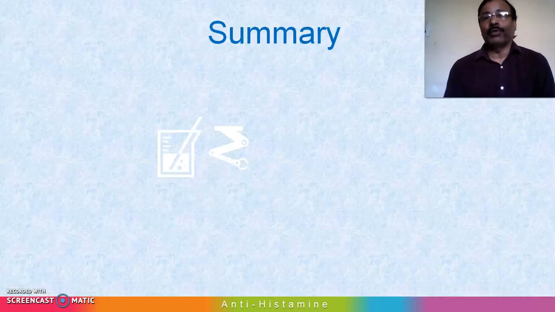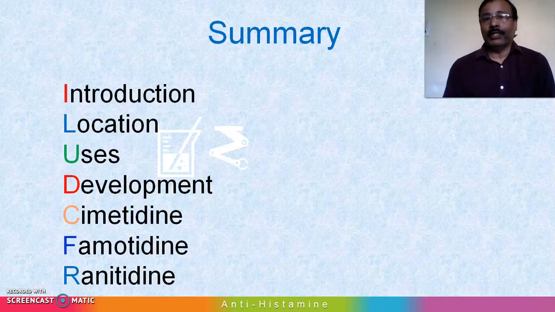So in this way, we have summarized the H2 antagonists. We have covered the introduction, then the location, uses, and the development of H2 antagonists, and lastly we have covered three drugs, that is Cimetidine, Famotidine, and Ranitidine. So in this way we have covered H2 antagonists in this video.